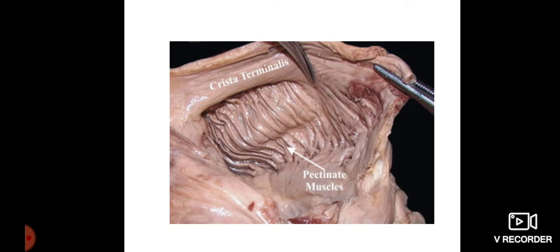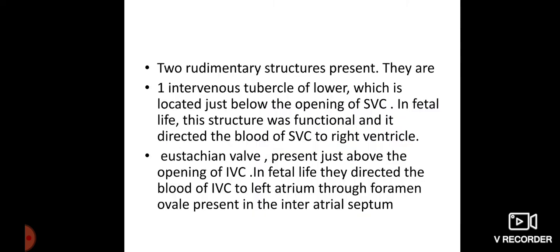Apart from the pectinate muscles, the interior of the adult right atrium consists of two rudimentary structures. These are the intervenous tubercle of Lower, located at the lower end of the superior vena cava, and the eustachian valve, present at the upper end of the inferior vena cava. These two rudimentary structures do not have any function in the adult heart. They are rudimentary, but they were functional in fetal life.